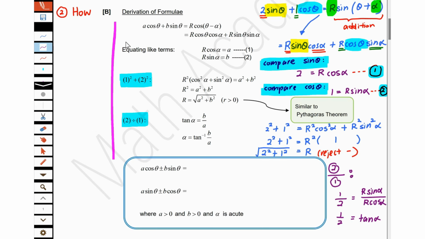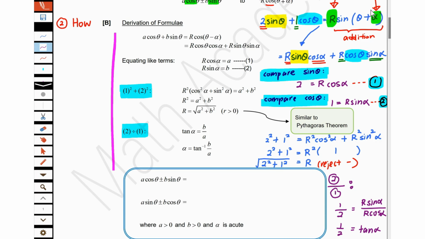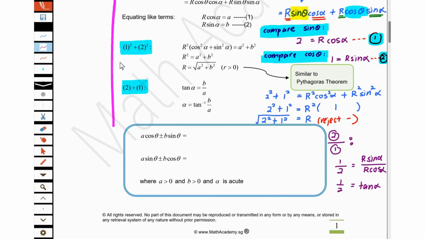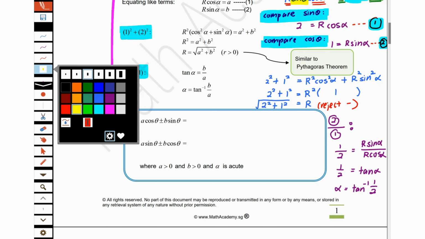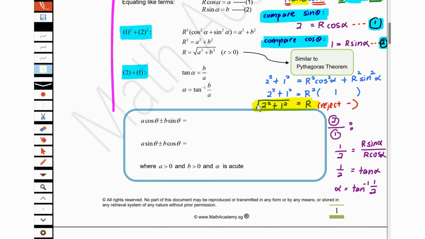Remember your aim. Let me scroll up. Your aim is to find the green color alpha. You've got to find r as well as alpha. Okay, let's scroll down. To find alpha, it would then be tangent inverse 1 over 2. Okay, I'm going to highlight. Your job is to find the value of r as well as the value of alpha.